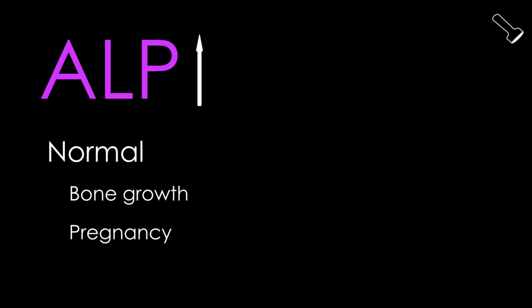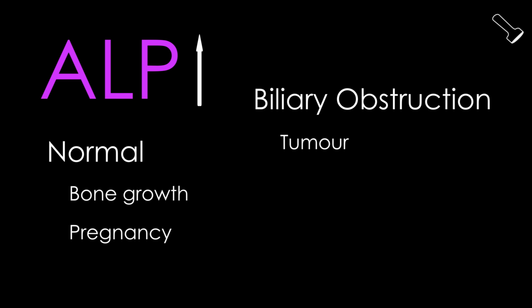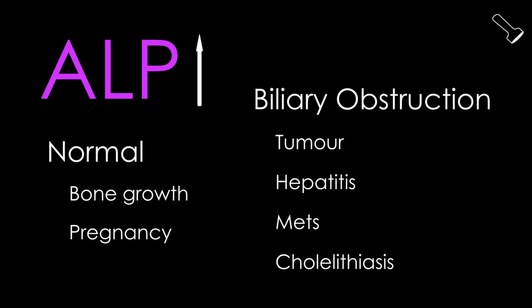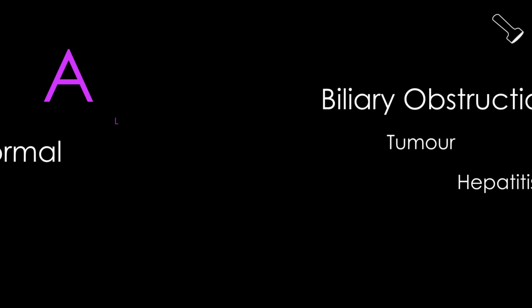Because ALP is associated with obstruction of the biliary system, diseases causing an increase in ALP will also be causing biliary obstruction. Some such diseases include biliary tumours, hepatitis, metastasis of the liver, metastasis of the pancreas head, or cholelithiasis. An increase in ALP could also potentially be caused by hepatic blood flow obstruction, as caused by congestive heart failure.